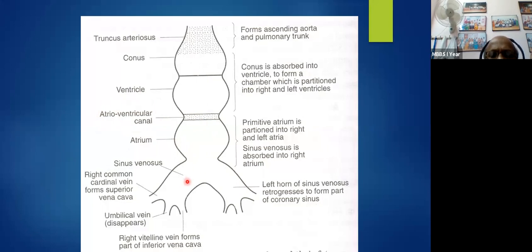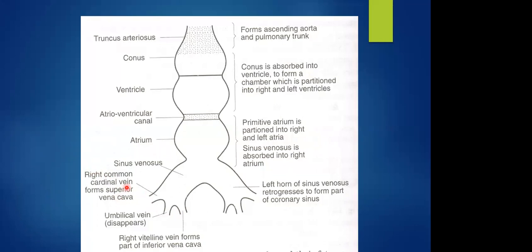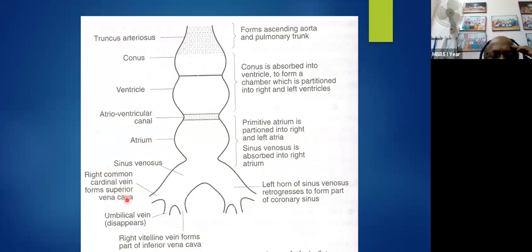Now you see, this is the right horn of the sinus venosus, and this is the left horn. See each horn. What structures open into the horns is important for MCQ. Read that on the right side: the right common cardinal vein gives rise to the superior vena cava. Next, the umbilical vein, the right umbilical vein.